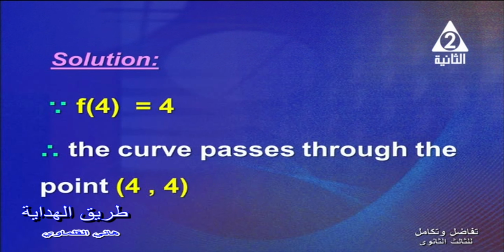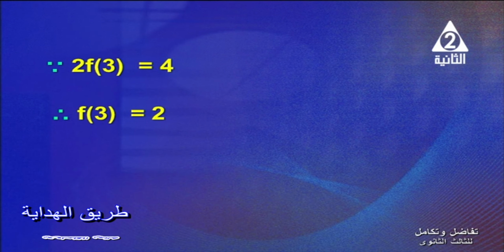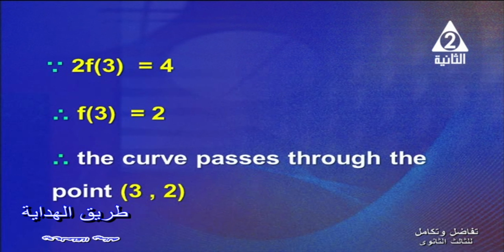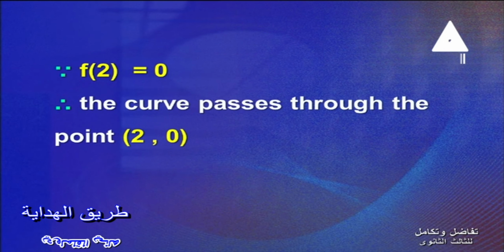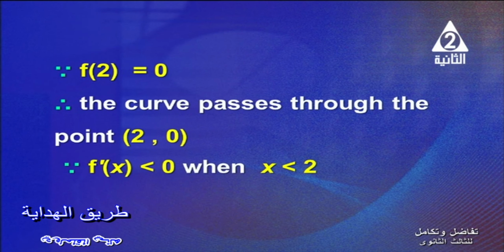Now we have f of 4 equals 4, so the curve of the function passes through the point (4, 4). 2 f of 3 equals 4; dividing both sides by 2, f of 3 equals 2, and the curve passes through the point (3, 2). We have f of 2 equals 0, which means the curve passes through the point (2, 0). Then the curve of the function passes through 3 given points.